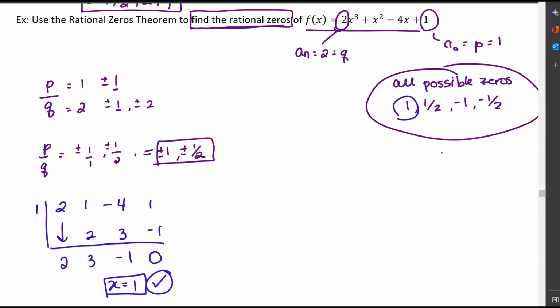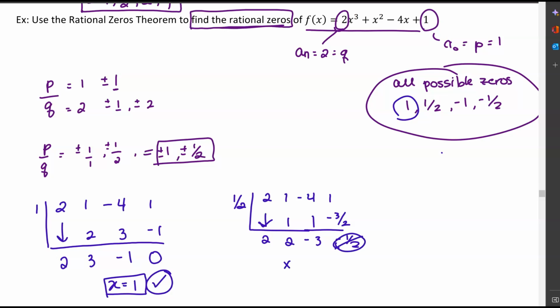So if I did a half, for instance, plug in a half, so 2, 1, negative 4, 1. Half of 2 is 1, this is 2, half of 2 is 1, and then this gives me negative 3. Negative 3 gives me negative 3 over 2, and I end up with this being negative half. Because I have a remainder, this is not a 0. So x does not equal 1/2.